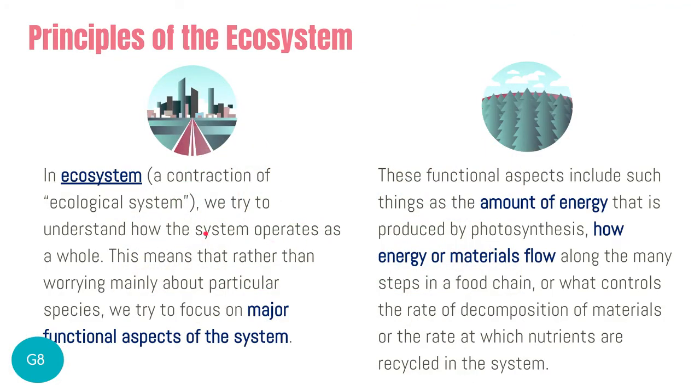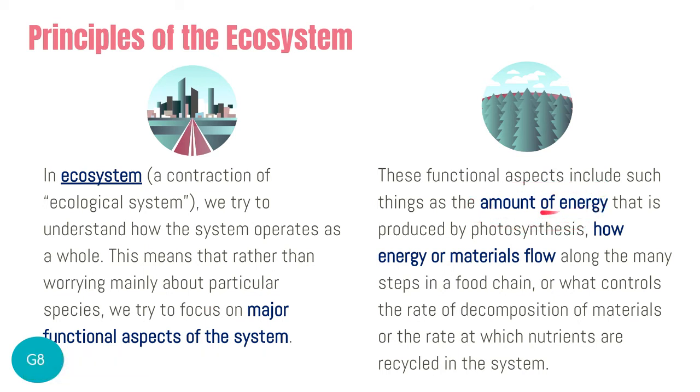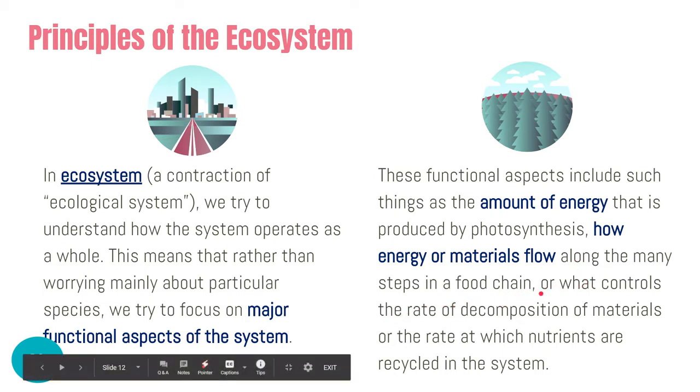So the word ecosystem is actually a contraction of these two words, ecological system. So ecological system or ecosystem. So in ecosystem, we try to understand how the entire system operates as a whole. Okay? So we will be focusing on the functional aspects of the system. How does the ecosystem function? So this includes the amount of energy that is produced in photosynthesis, and we've talked about this in detail in bioenergetics, how energy or materials flow, what controls the rate of decomposition, and how nutrients are cycled in an ecosystem.